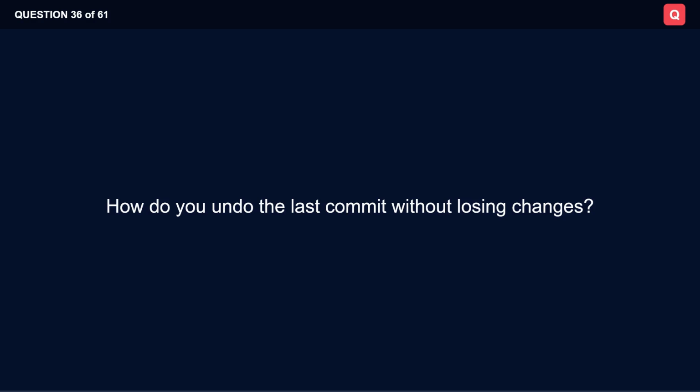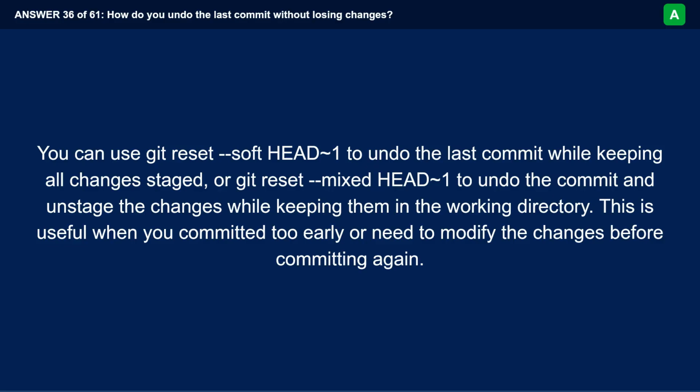How do you undo the last commit without losing changes? You can use git reset --soft HEAD~1 to undo the last commit while keeping all changes staged. Or git reset --mixed HEAD~1 to undo the commit and unstage the changes while keeping them in the working directory. This is useful when you committed too early or need to modify the changes before committing again.